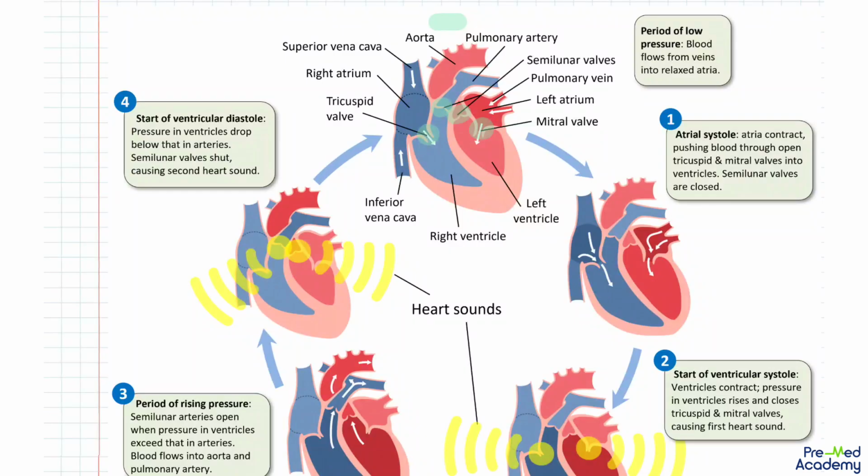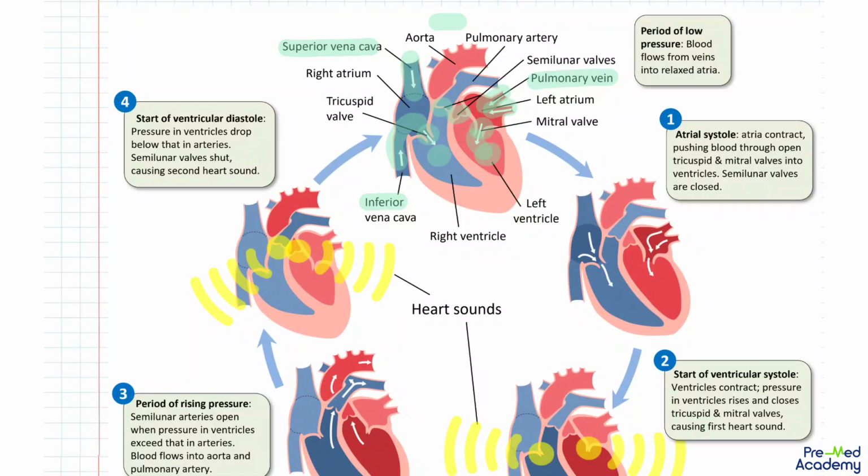From the lungs, the blood arrives and enters the left atrium through the pulmonary veins and flows down into the left ventricle. From the body, the blood flows into the right atrium from the superior and inferior vena cava and flows down into the right ventricle.